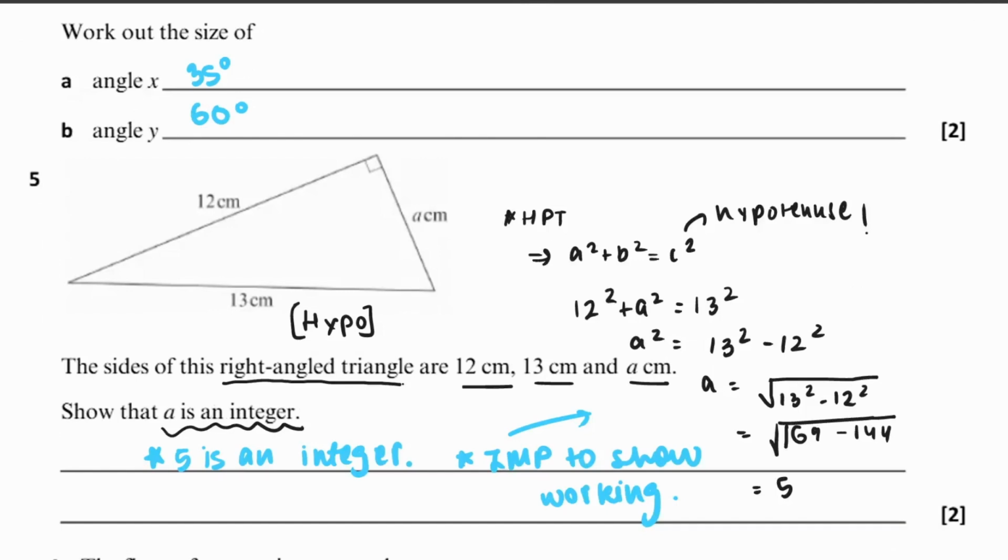So a square would be 13 square minus 12 square, and then a would be under root 13 square minus 12 square, and that is 5. So 5 is an integer, so we have proved that a is an integer.